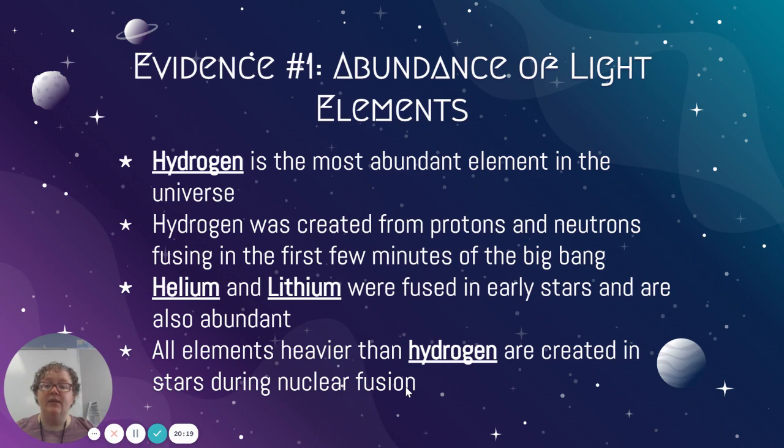So most of the elements in the universe are these very light elements that don't have a lot of protons and neutrons. Hydrogen, helium, lithium. That's how we know that those are the first things that came, because most of the universe is made of those things. So like we mentioned before, all elements that are heavier than hydrogen are created in stars in their core during nuclear fusion.